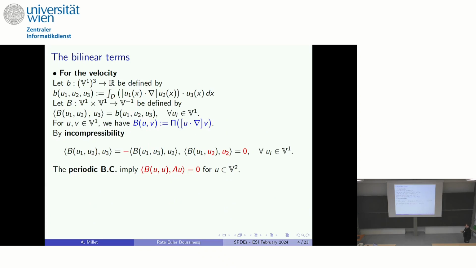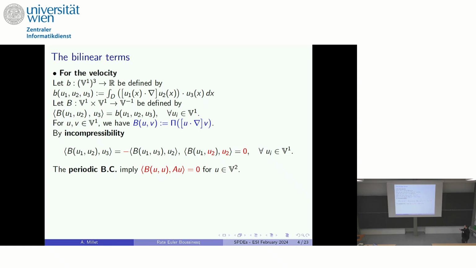Okay. Now, let me just give a few ideas of what's going on for the bilinear term. I think most of you, or all of you, know what's going on for the bilinear term for the Navier-Stokes equations. You have a map going from V1 times V1 to V1', which is the dual space of V1, and it's defined in terms of this function of three functions.